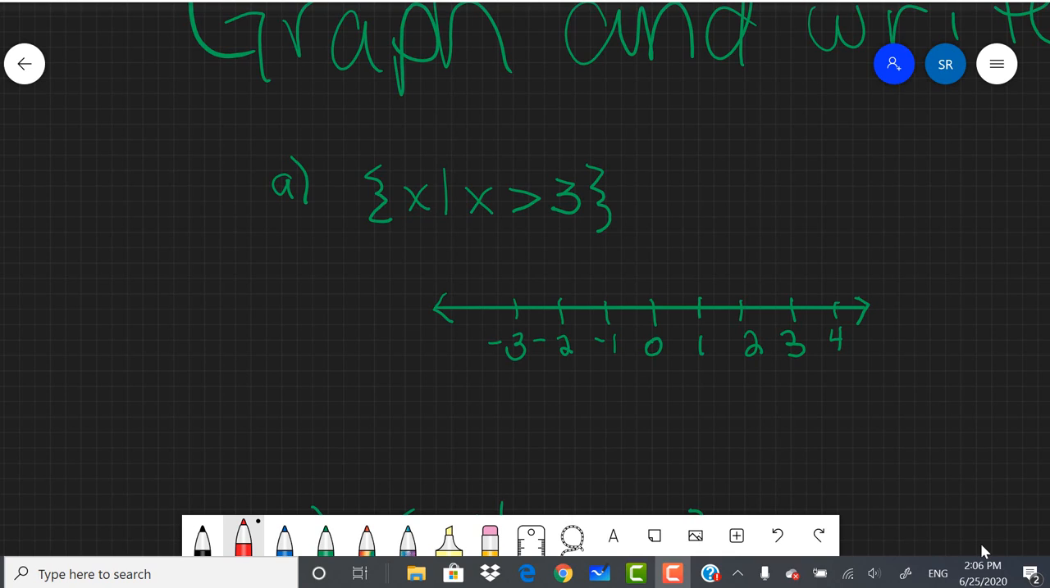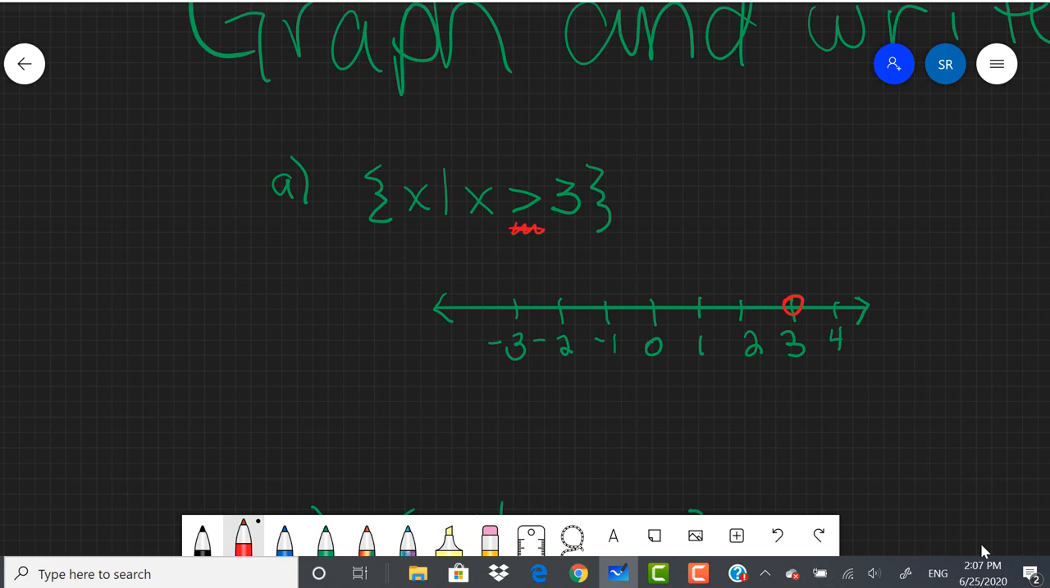Now, when it says x is greater than 3, that means that all numbers that are greater than 3, but not including the 3. If I wanted to include the 3, they would have added a greater than or equal to 3. That would include the 3, but it did not come with that, okay? It's just greater than 3. So we're going to go ahead and draw a graph, not including the 3. So how do I not include the 3? Well, I go ahead and make an open circle.